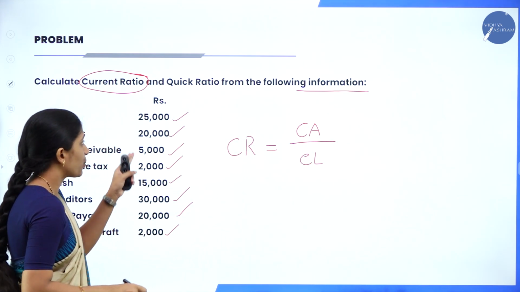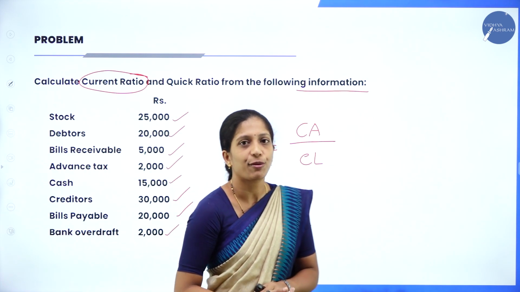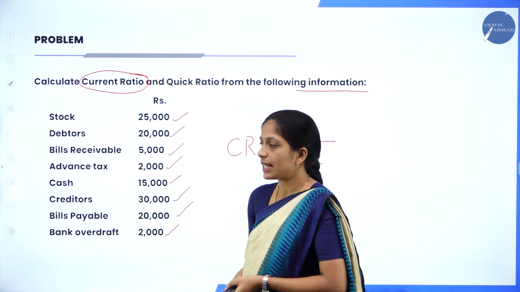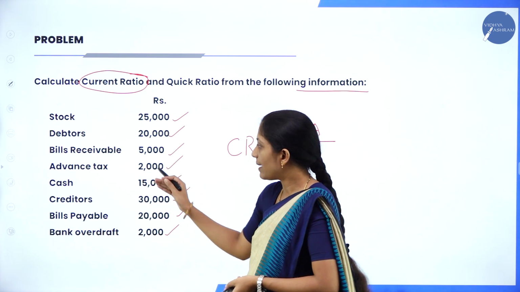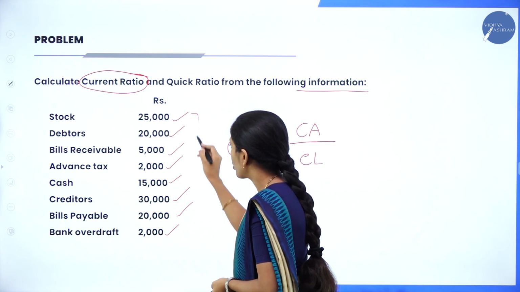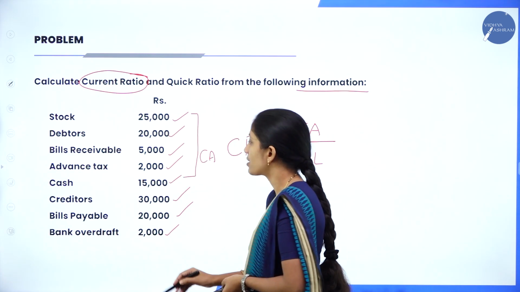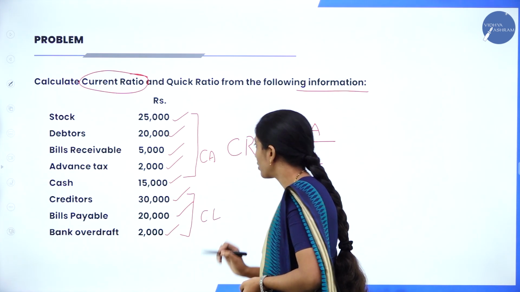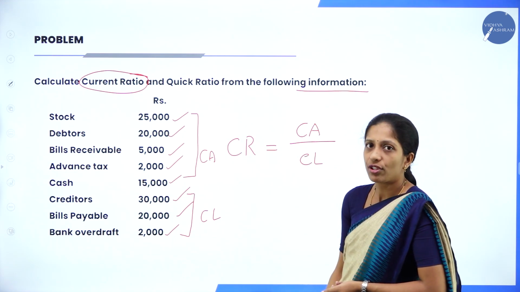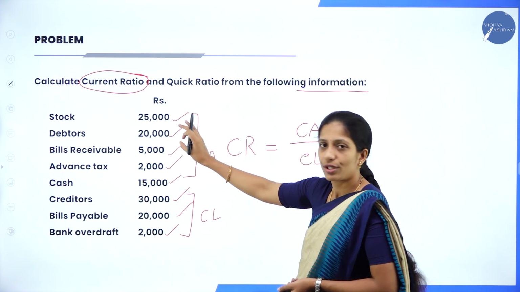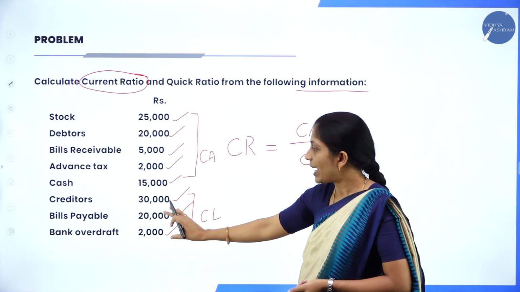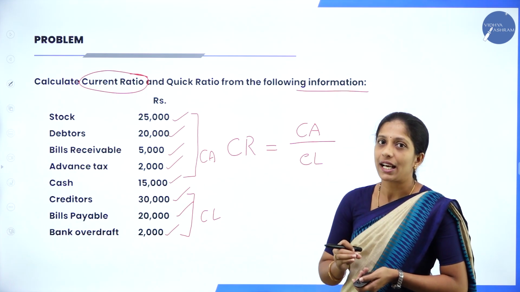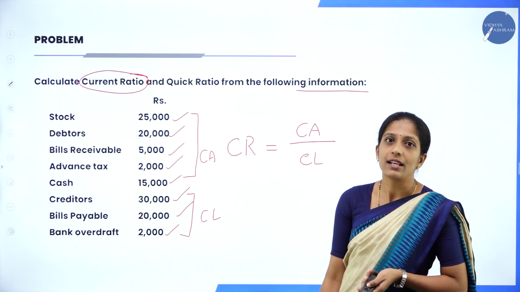So what are the current assets we have here? Using the information, we have to calculate current ratio. Stock is a current asset, debtors current asset, bills receivable current asset, advance tax current asset, cash current asset. These are all current assets. Coming to current liabilities: creditors, bills payable, bank overdraft, current liability. Add all these amounts to get total current assets, and divide by total current liabilities, so that you will get the current ratio.